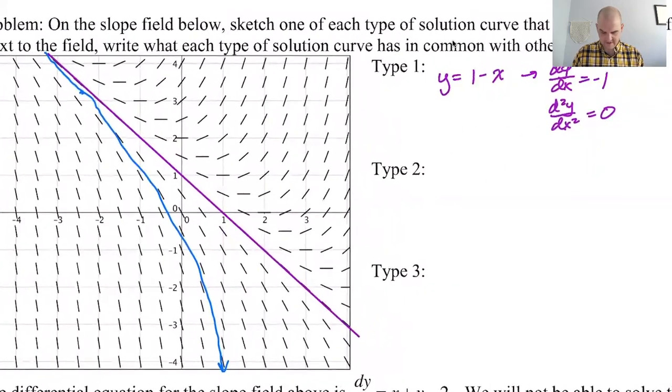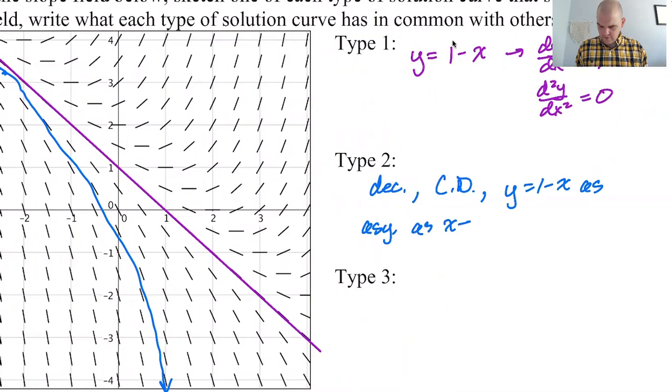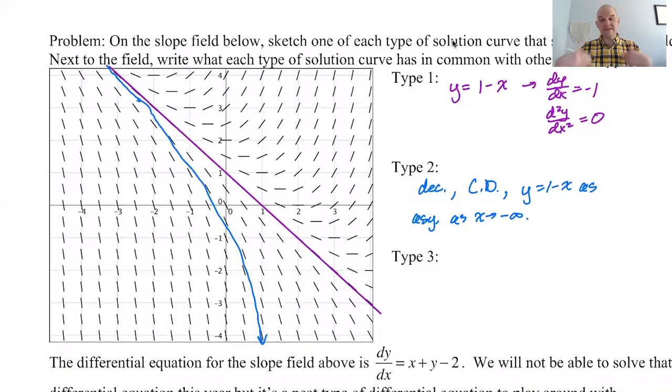So what's true about this? For type 2, I'm going to color code them so that you can see it. I think they are decreasing. I think they are concave down. I think that they have y equals 1 minus x as an asymptote, not at, I'm going to say as x approaches negative infinity. For all of them, the limit as x approaches positive infinity is negative infinity, which I don't know if I need to write, but it is a property. They don't appear to have a maximum or a minimum. Just a lot of stuff like that.